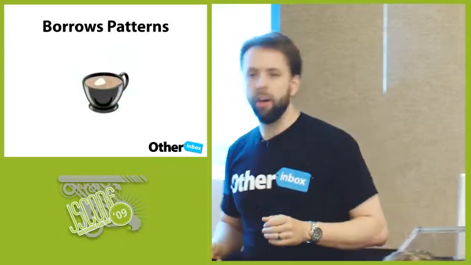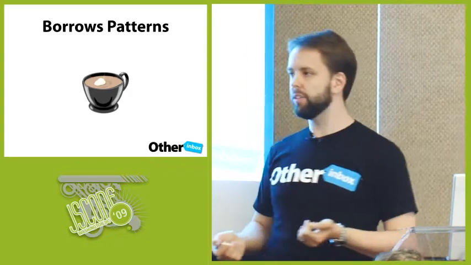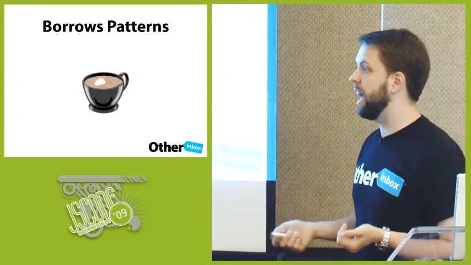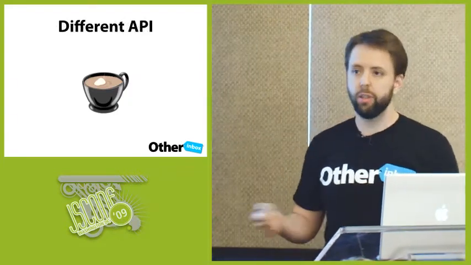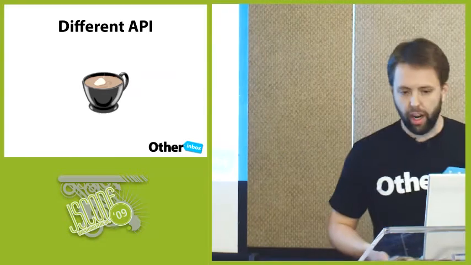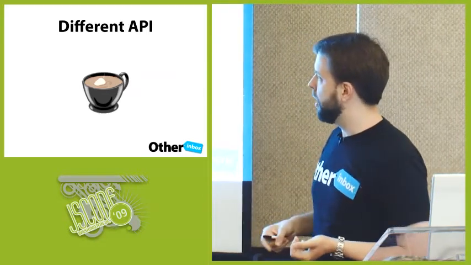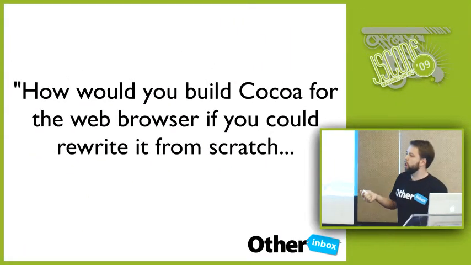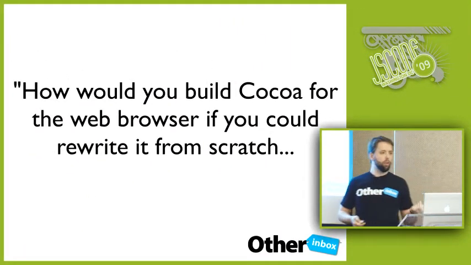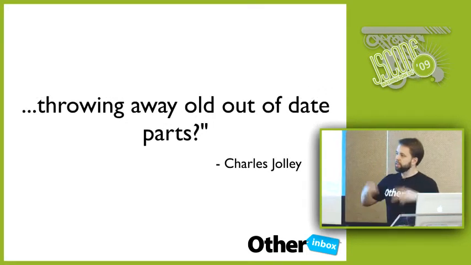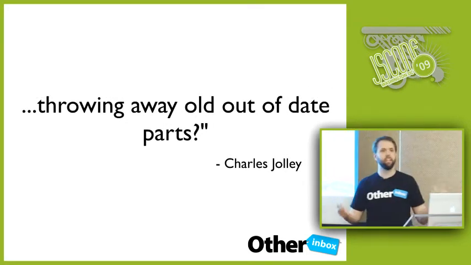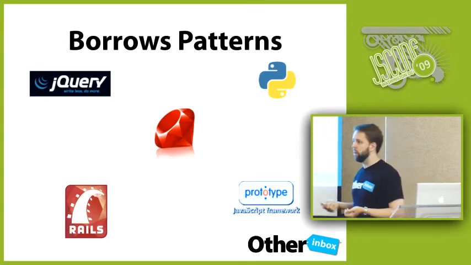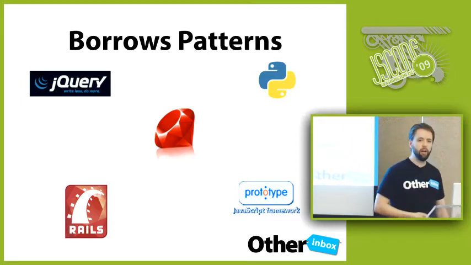So it borrows patterns from Cocoa, some of the really tried and true venerable ideas from that framework that have made it last for 20 years, but it doesn't use the same API. So I was talking to the creator of SproutCore, Charles Joly, and this is his quote. They asked themselves, how would you build Cocoa for the web browser if you could rewrite it from scratch and throw away all the stuff that was out of date or old or just didn't really apply? It also borrows patterns from these other projects, from jQuery and Ruby and Python and Prototype and Rails.